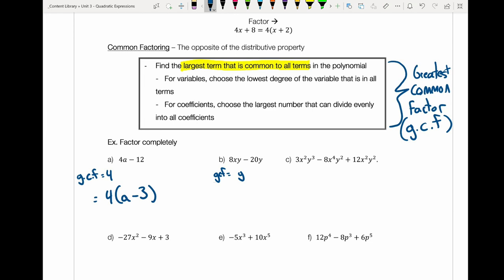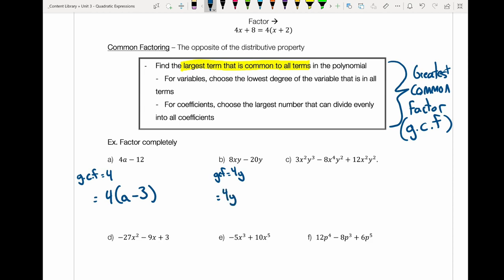Now I want to think about what's the largest number that can divide easily into both 8 and 20, or 8 and negative 20. Again, think about your multiplication tables. Think about what numbers multiply to give you 8, what numbers multiply to give you 20, and you should come up with 4. 4 is the largest number that will divide easily into both of these. 8 can be divided by 4, negative 20 can be divided by 4. There's nothing higher.